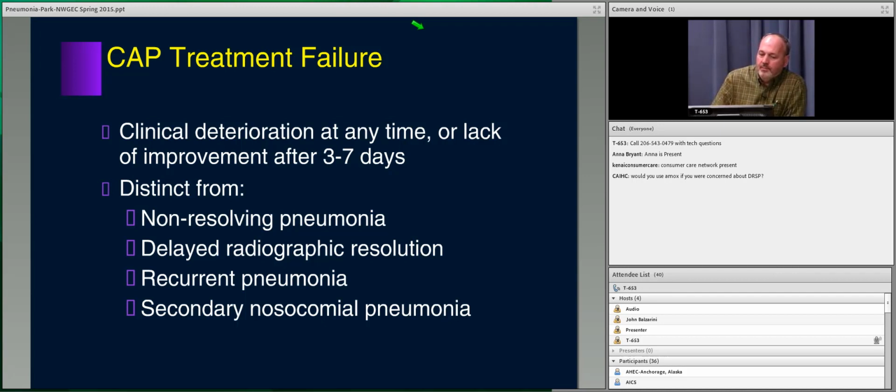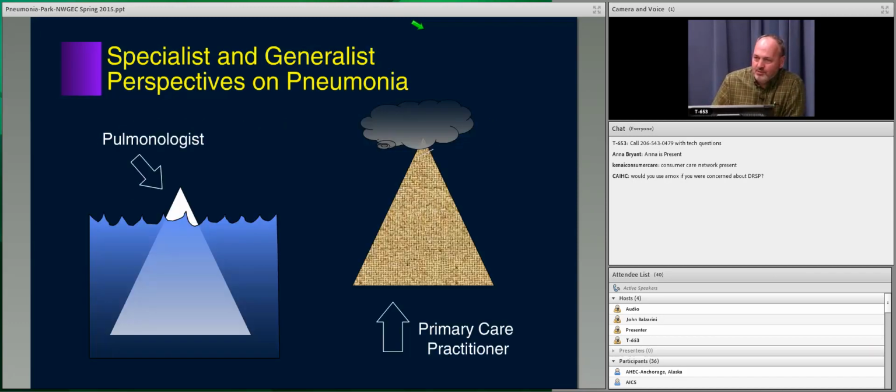So this is distinct from a non-resolving pneumonia, a delayed radiographic resolution in someone who's clinically well, a recurrent pneumonia, or a secondary nosocomial pneumonia. So this is just your original pneumonia that's not getting better or worsening on the treatment you have chosen. And I just want to buzz through some slides on how you should approach a patient like this.